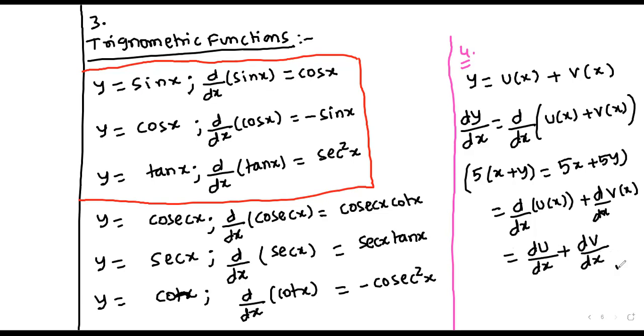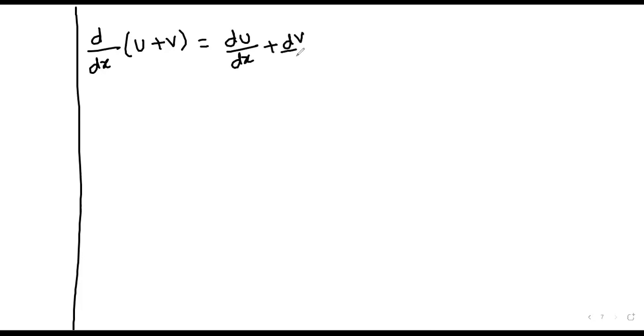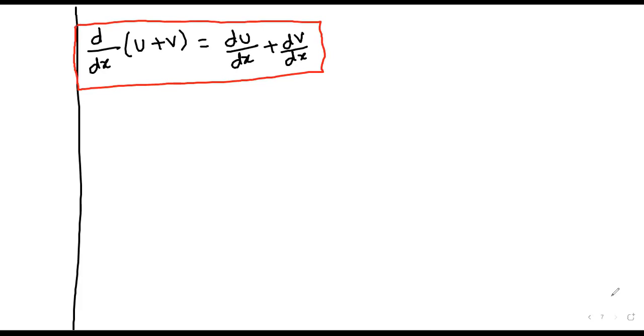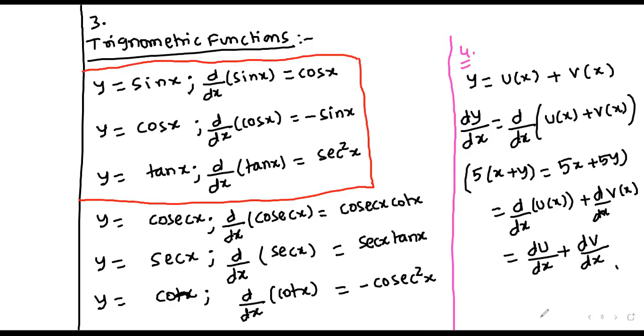Is it fine? So we can write it as d by dx of u plus v is equal to du by dx plus dv by dx. This is the formula. Okay, remember. This part is completed.